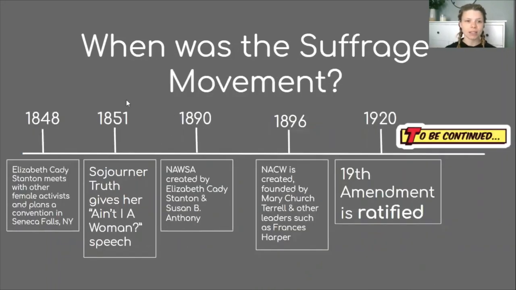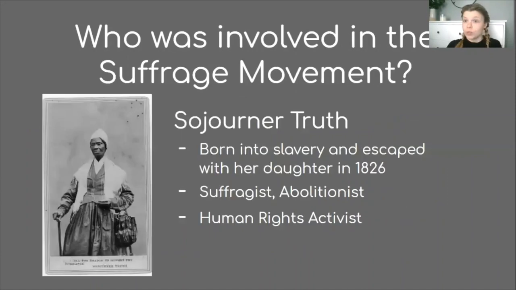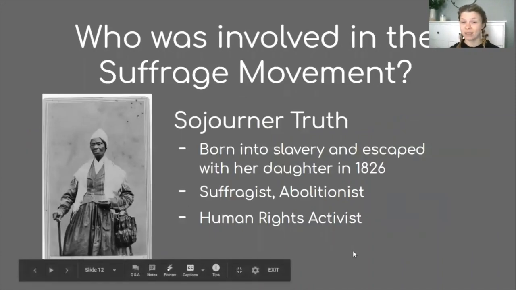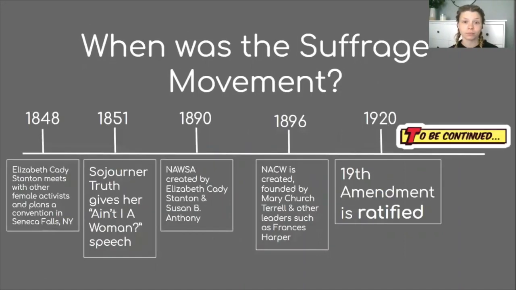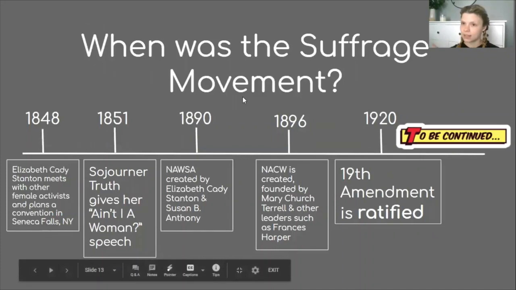Okay, in 1851 is when our star of today, Sojourner Truth, gives her Ain't I a Woman speech. Okay, who is Sojourner Truth? Well, this is her. She was born into slavery and she escaped with her daughter in 1826. She was a suffragist, she was an abolitionist, and she was a human rights activist. And if you think, wow, she sounds pretty cool, I know, that's why we're going to spend the rest of today's lesson on her. Before we do that, let's keep moving.